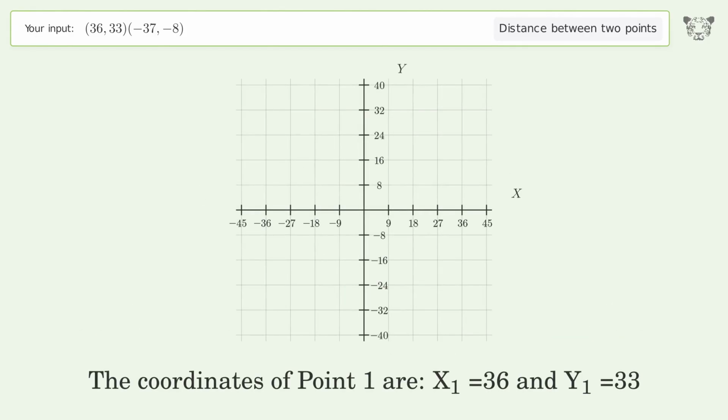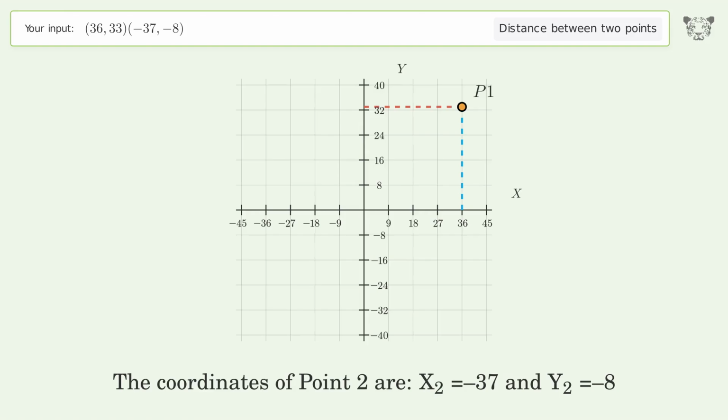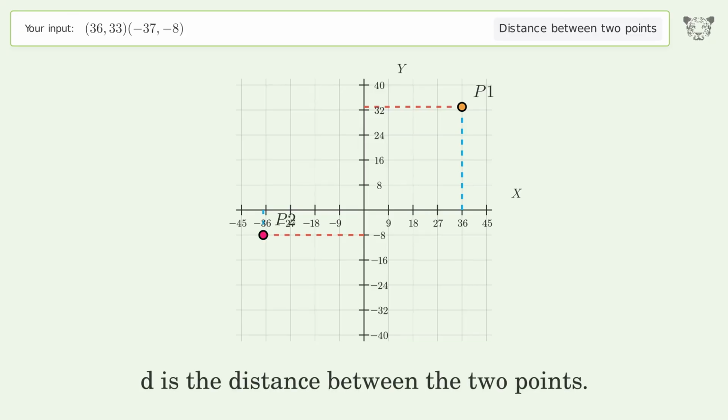The coordinates of point 1 are x1 equals 36 and y1 equals 33. The coordinates of point 2 are x2 equals negative 37 and y2 equals negative 8. D is the distance between the 2 points.